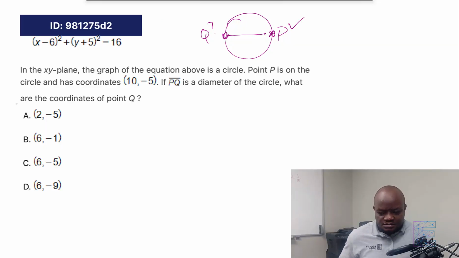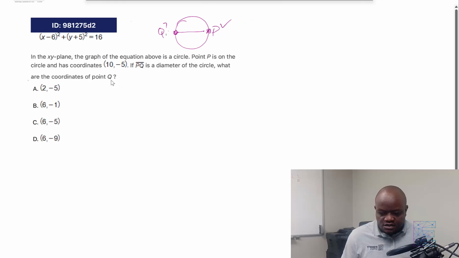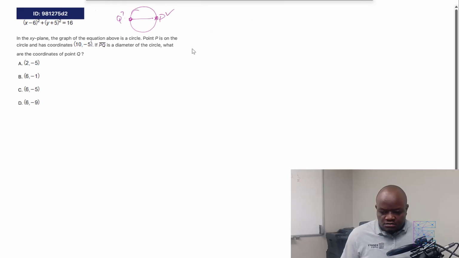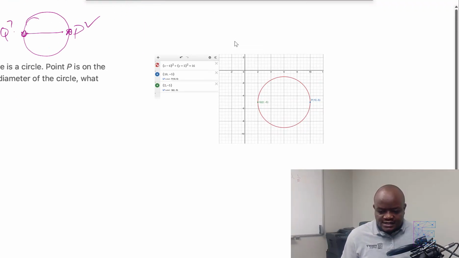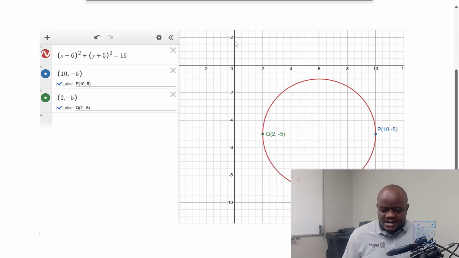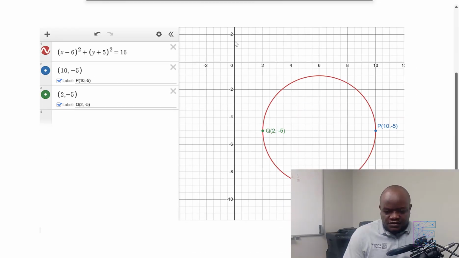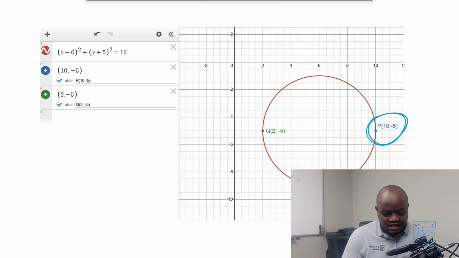So let me make some space here so we can graph this. Let me see if I can paste. I've already graphed it. There we go. So this is that circle graphed in Desmos. Now you're seeing on this side here, this is the given point, 10, -5, and that means this would be the diameter of this circle, and we're looking for point Q.